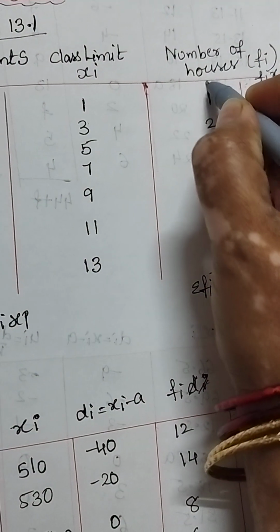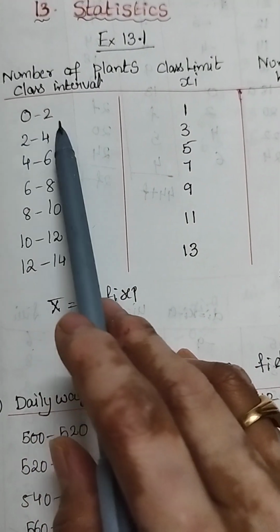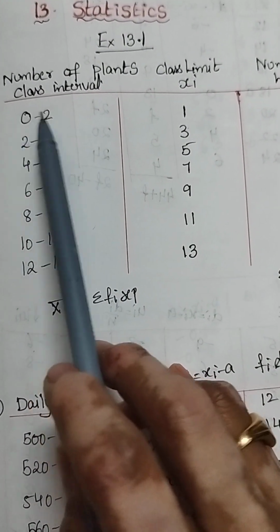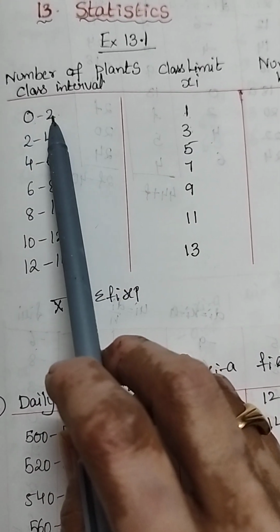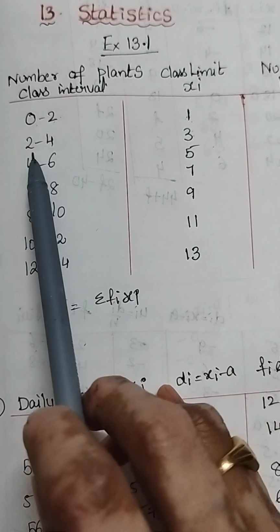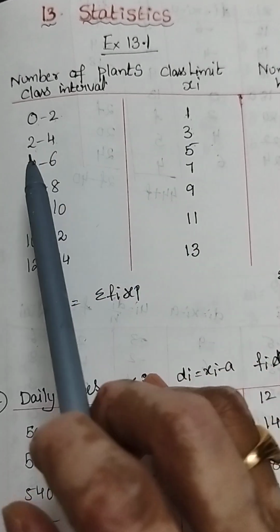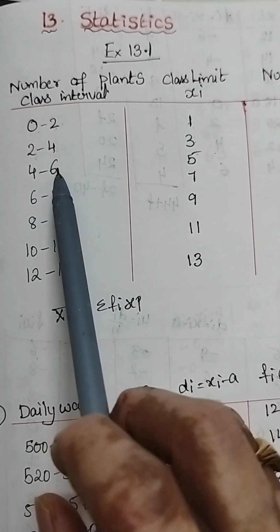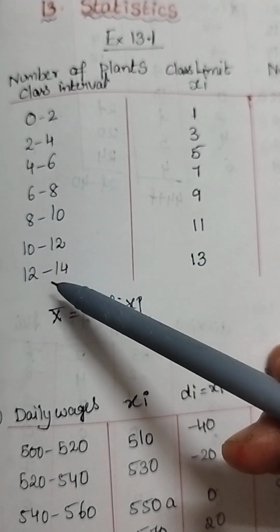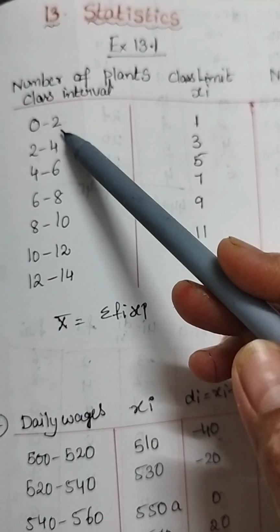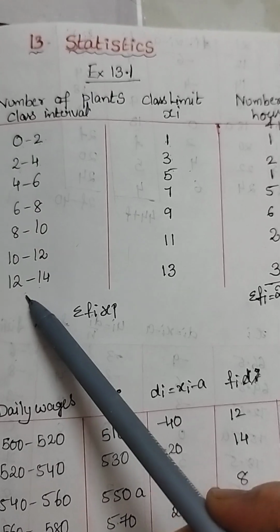Okay, so I wrote the class marks. The class mark is nothing but the midpoint of the class interval, so upper limit plus lower limit by 2, I calculated. 0 plus 2 by 2 means 1. 2 plus 4 by 2 means 6 by 2, it is 3. 4 plus 6, 10 by 2 means 5. Another point you should observe is class intervals should be continuous. In this case they are continuous.